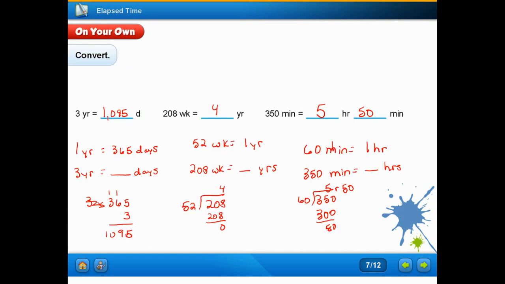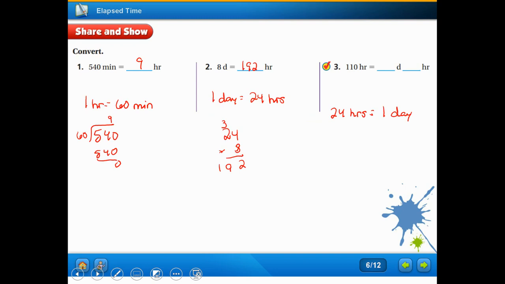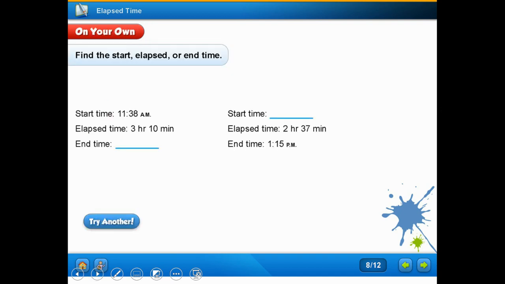So 100, go back forward here, 110 days divided by 24. Well, 24 is 24, 48. There's 96, so it's going to be 4. 24 times 4 is 96. So I subtract it, and I'm going to get 14. So we're going to have 4 days and 14 hours. All right. Moving on to the elapsed time here.